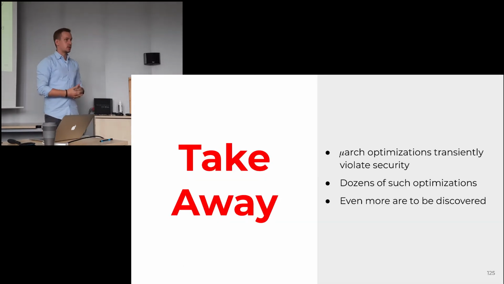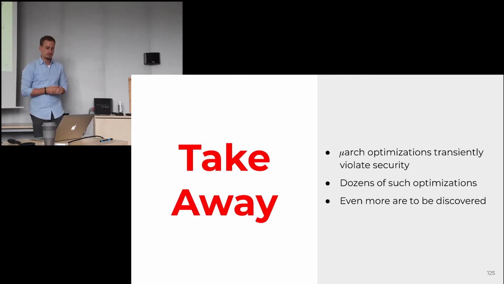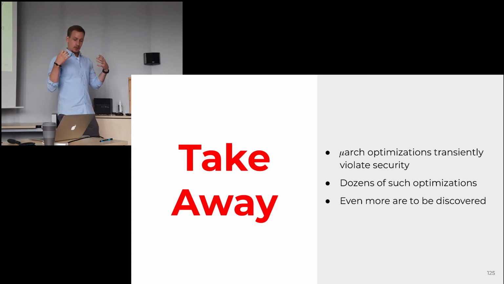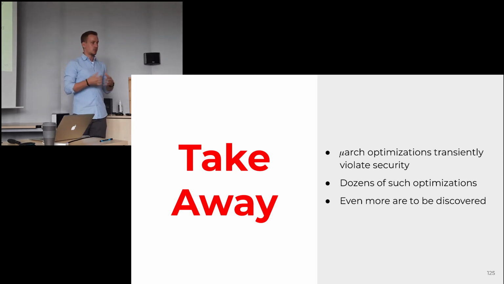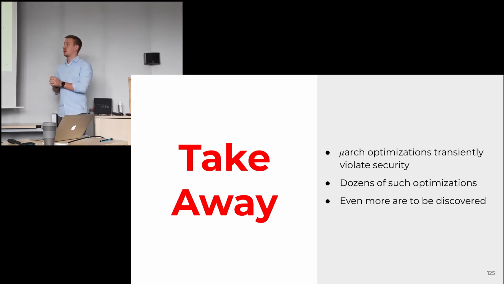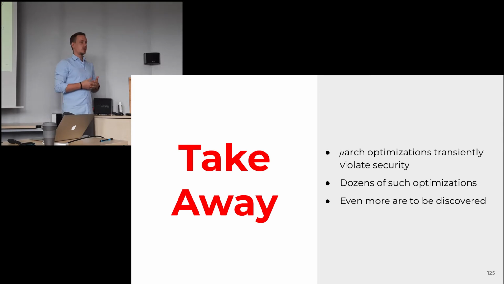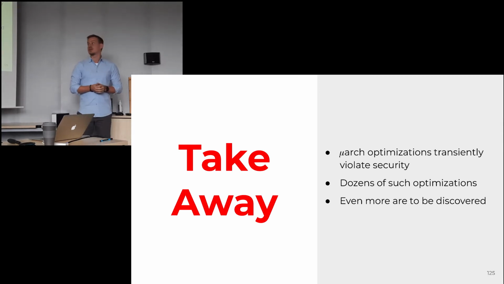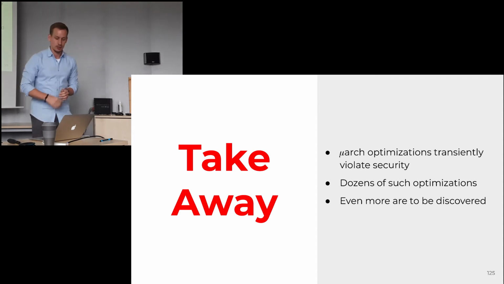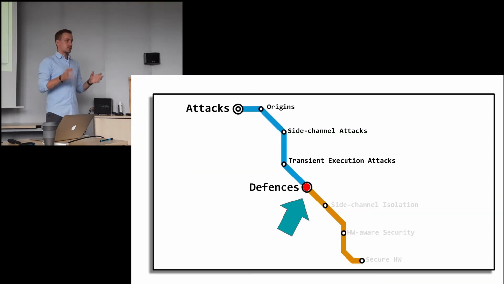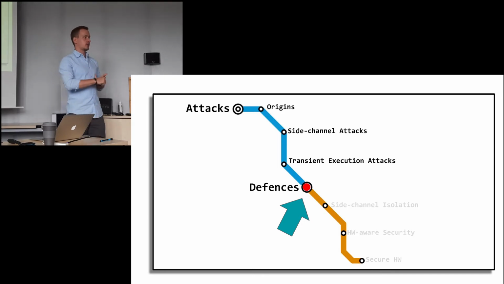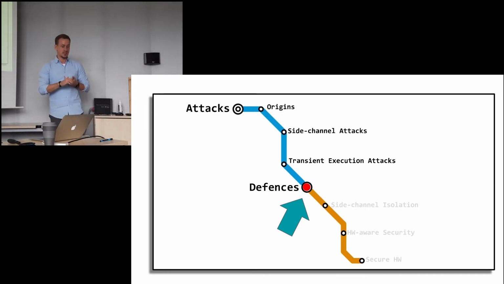Yeah, so these were Spectre and Meltdown, the known transient execution attacks. The takeaway here is that these optimizations, this microarchitectural complexity, can temporarily violate the expectations that software has of how the hardware executes. So it might violate security expectations. There are several such optimizations, and which is probably even more important, we probably don't know of all the optimizations that can create such vulnerabilities. So there are still some things that are unknown. So that was it for the attacks. We have side-channel attacks, and we have two transient execution attacks at the moment, Spectre and Meltdown.